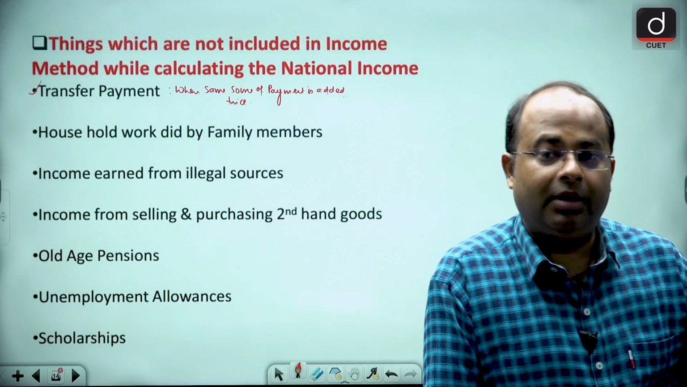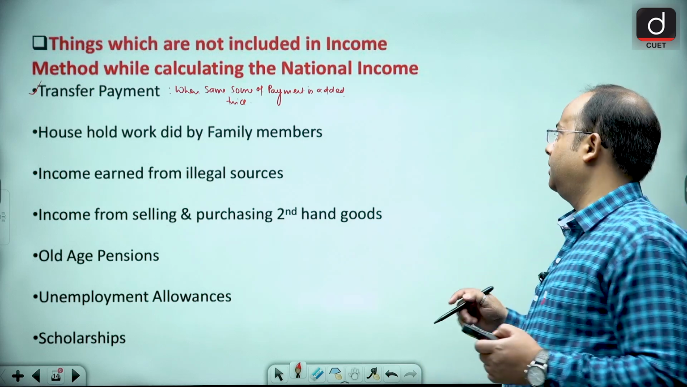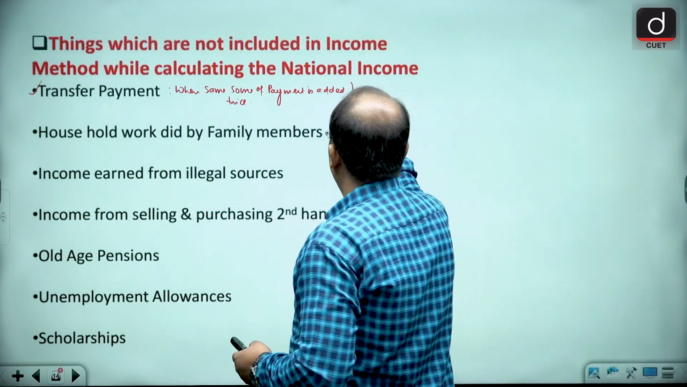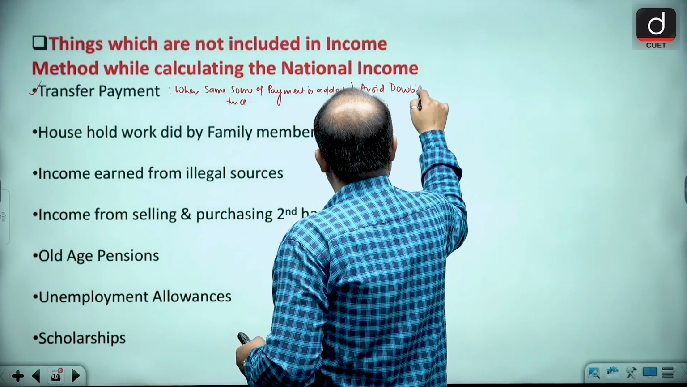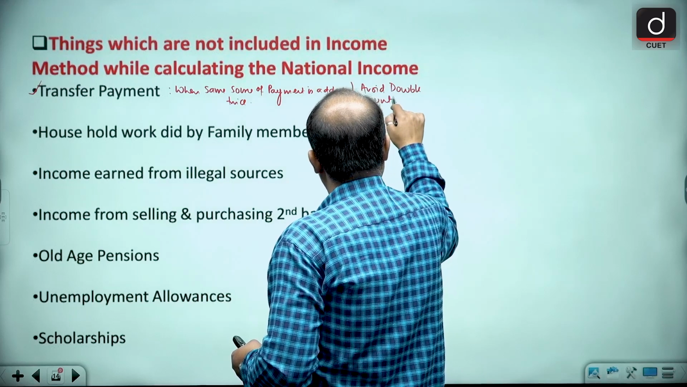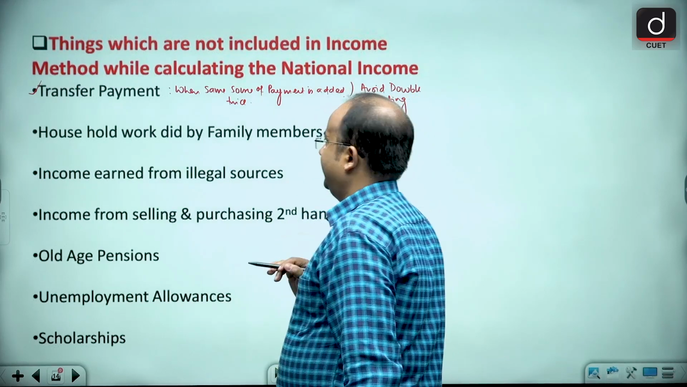So that will be double counting. So in order to avoid double counting, that is not being added.